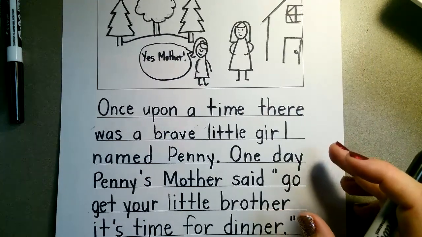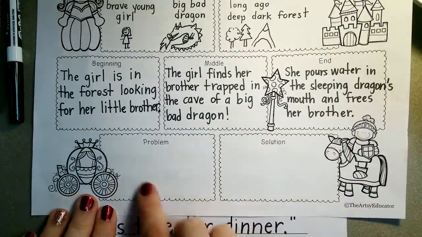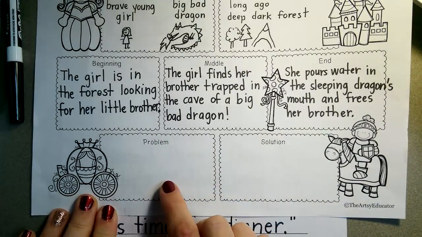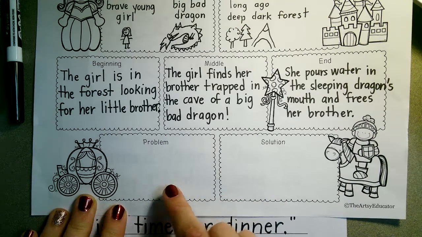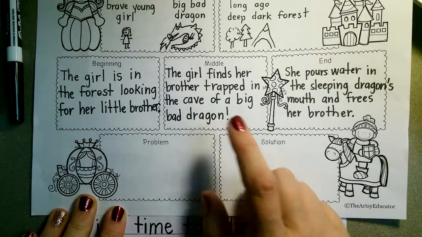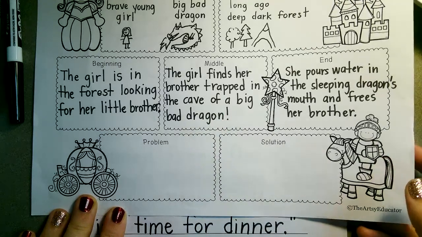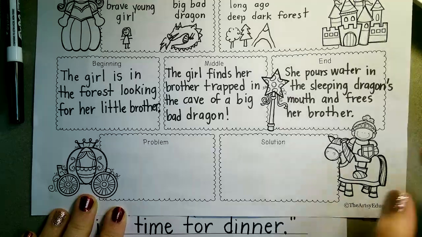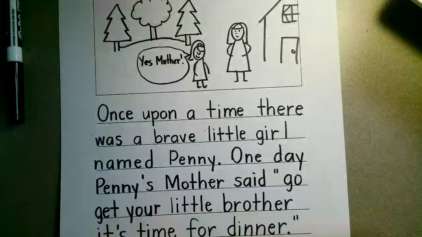So as I continue working on my story, moving into the middle of my story, this is where I'm going to be introducing my problem. So if you have not filled out your problem on your storytelling planning page, that might be something you want to go ahead and do today as well. Miss Davis kind of talked about the problem in the middle of my story as well. I said the girl finds her brother trapped in the cave of a big bad dragon. That's my problem in my story.